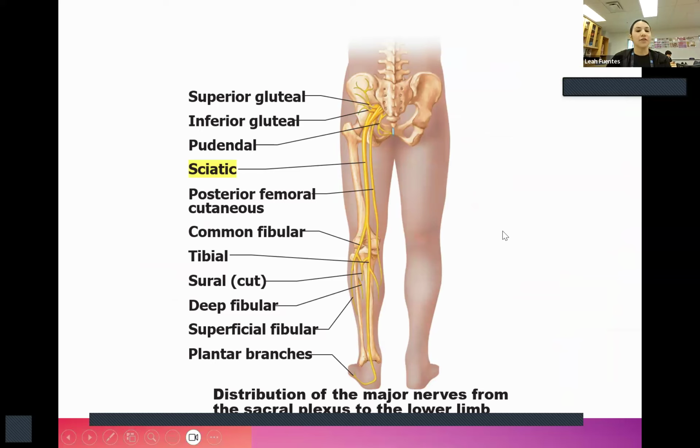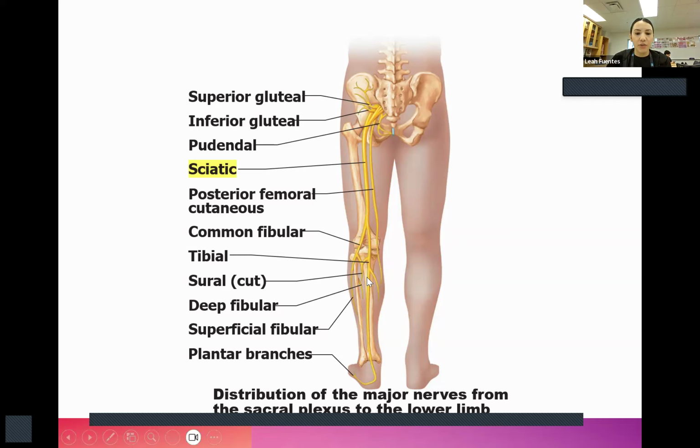Looking posteriorly, we have our sciatic nerve back here, running pretty deep and long. We also have our superior and inferior gluteal. We have our common fibular nerve, which is going to be lateral because we know that our fibula is lateral.